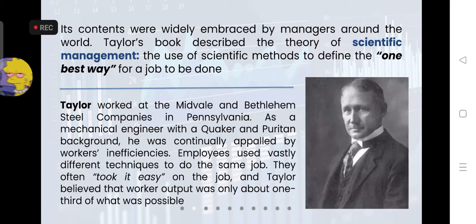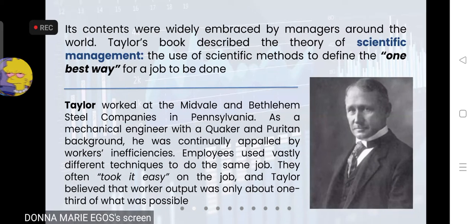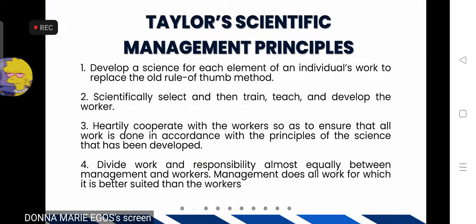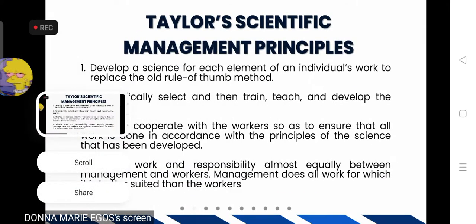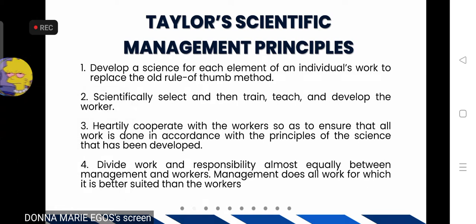Third, heartily cooperate with the workers so as to ensure that all work is done in accordance with the principles of science that has been developed. The last one is divide work and responsibility almost equally between management and workers. Management does all work for which it's better suited than the workers.